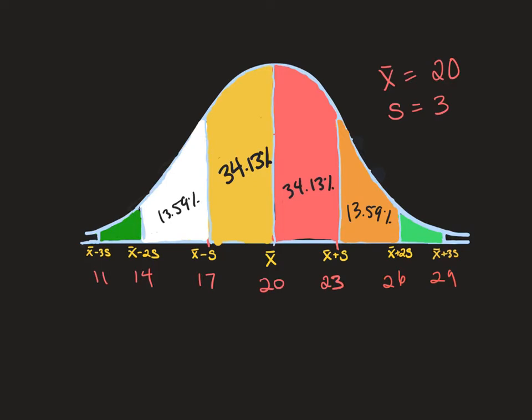If we go from 2 standard deviations above the mean to 3 standard deviations above the mean, our percentage shrinks even more and is now approximately 2.15%. That means the corresponding segment on the other side of our graph, that's from 2 standard deviations below the mean to 3 standard deviations below the mean, will also correspond to 2.15%.